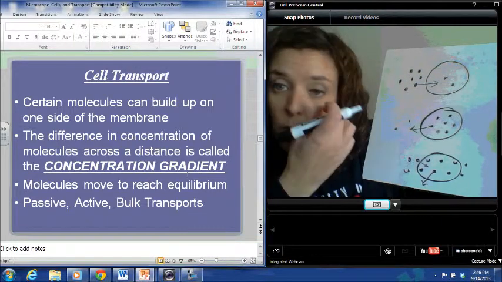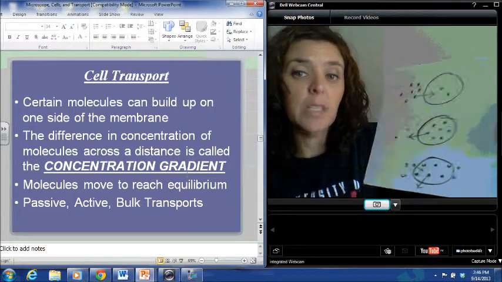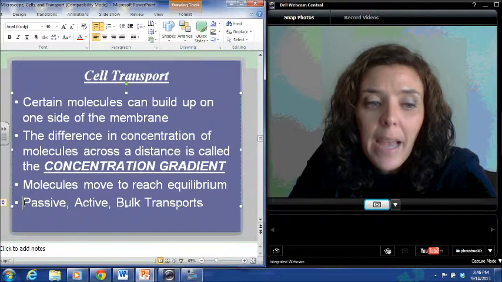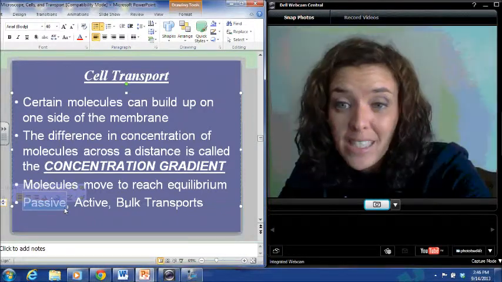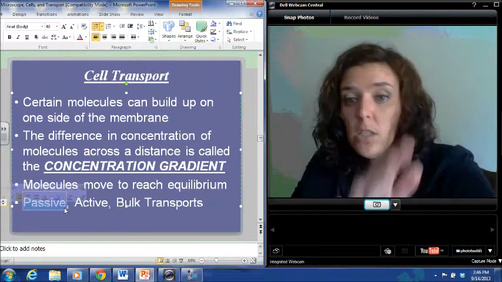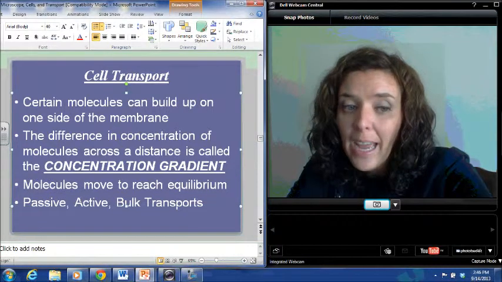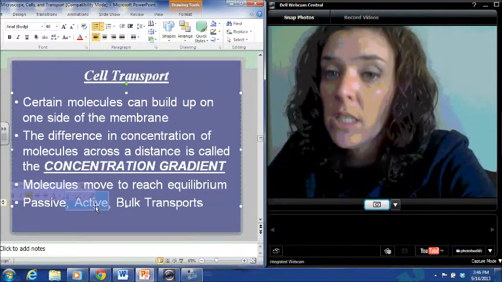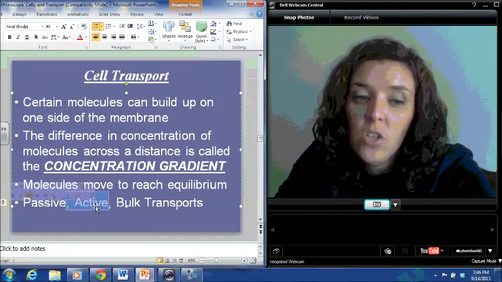So we're going to have several videos on the different types of transport, but there are 3 major types of cell transport, and you can see that listed here. There is passive transport, and passive transport does not require energy. That's why it's called passive. So molecules just move nice and easy from a high concentration to a low. Then you have active transport. Well, active means that it requires energy. Active transport requires energy, so it's going the opposite direction. It's moving against the concentration gradient.